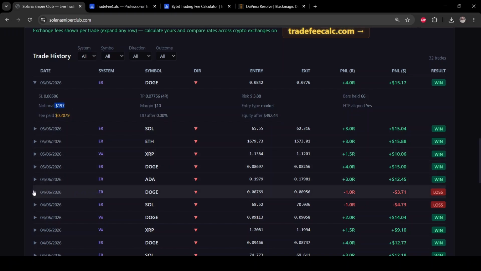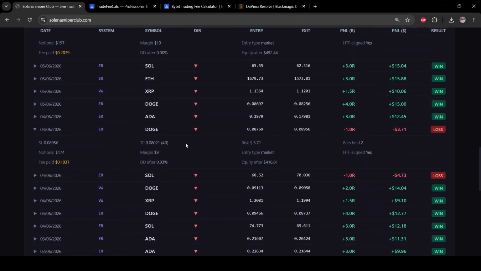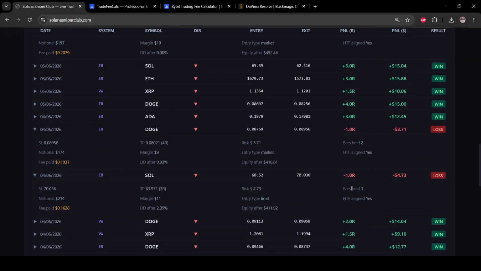We also log the losses. It's the same logic, number of bars. The losses are usually very fast to lose. This one was a 15-minute candle, this one was 1. This one lost $4.73. This one $3.